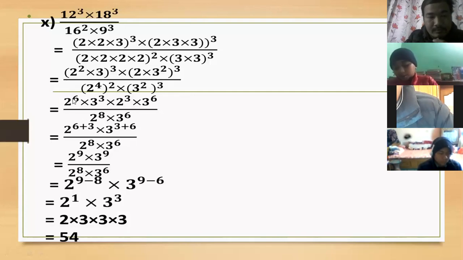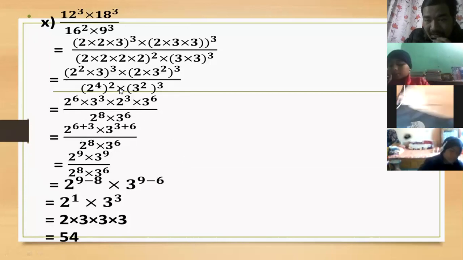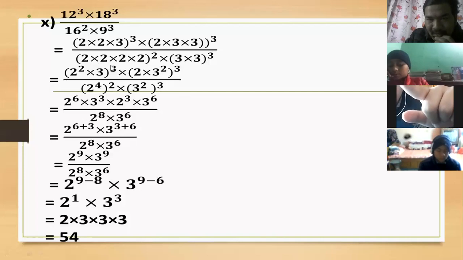Okay, children? But while dividing, sir, do we add or multiply the power? When we multiply, we add. If there is a bracket, then the outside bracket power and the inside power will be multiplied. The outside bracket power and the inside bracket power will be multiplied. Okay, others?